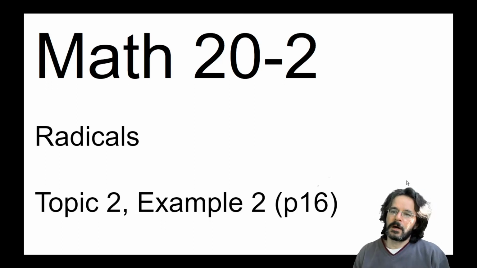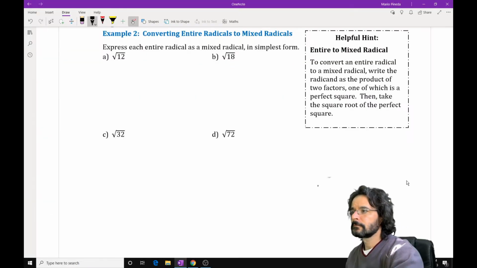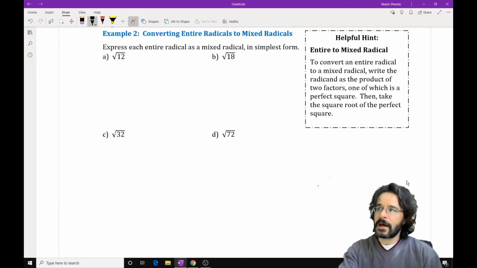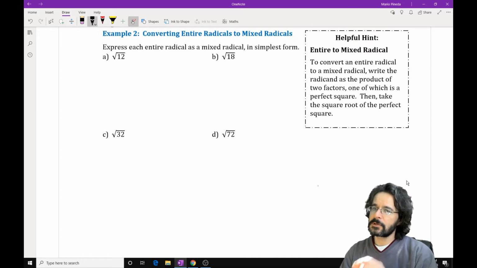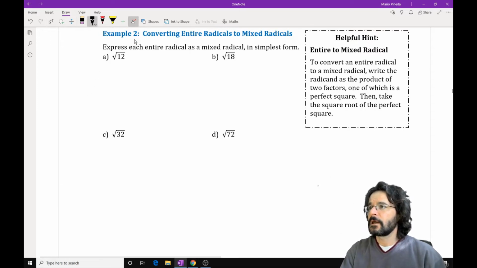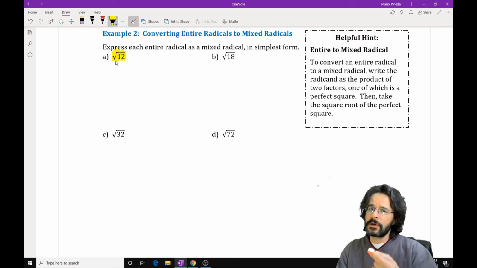In this video I will cover Math 20-2 Radicals, Topic 2, Example 2 on page 16 in your workbooks. We will be converting from entire radicals to mixed radicals. So we're going to be doing the opposite operation from example 1 in the previous video. If we take a look at example A here, we have an entire radical, and we're essentially going to reverse the steps we just did when we were converting from mixed to entire.